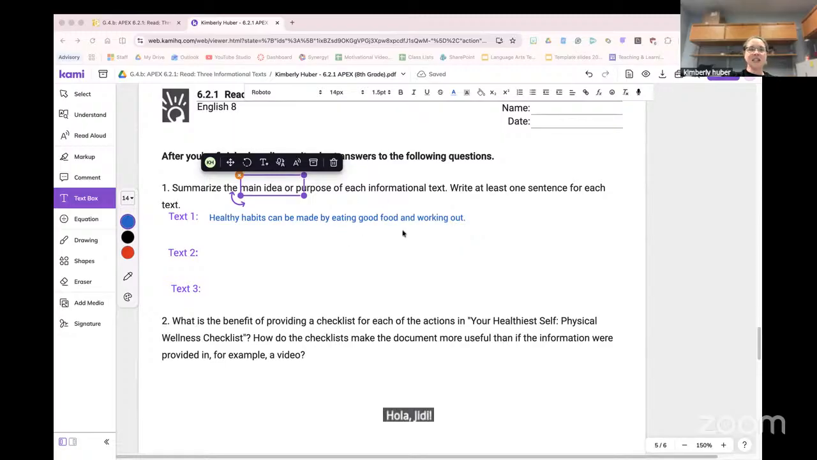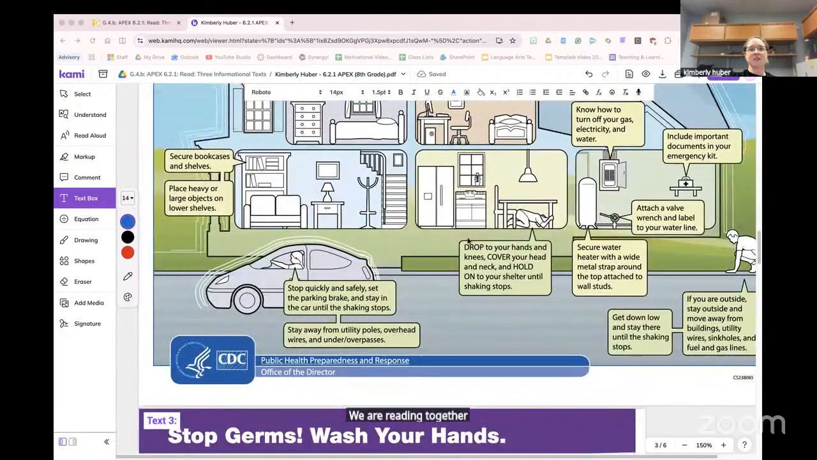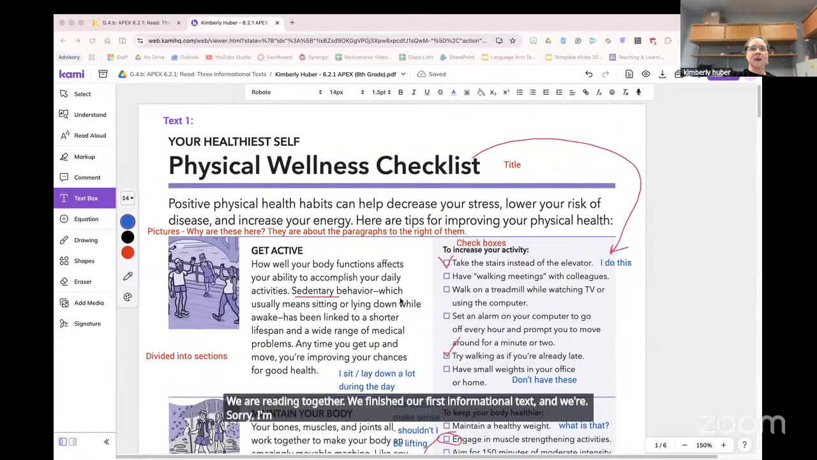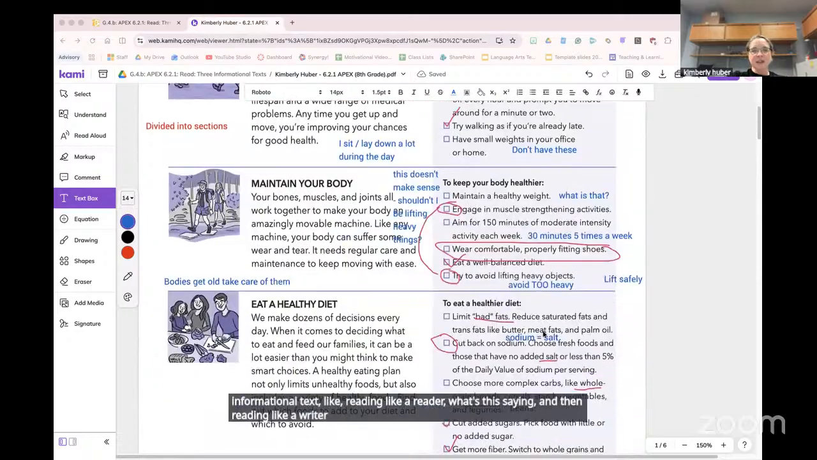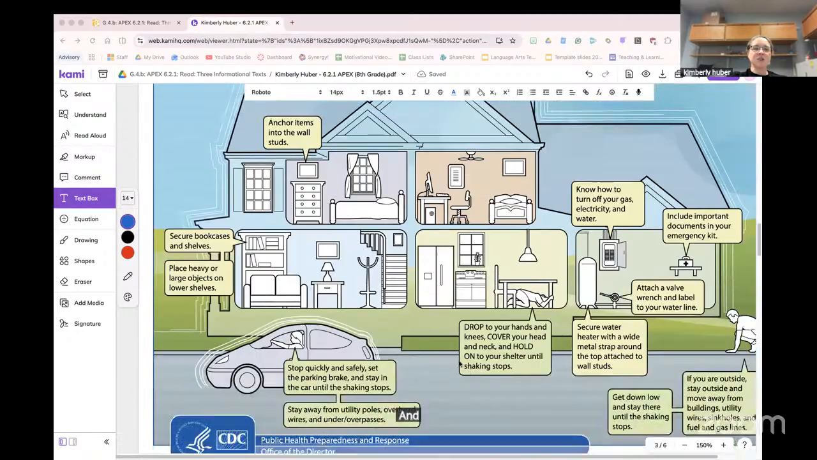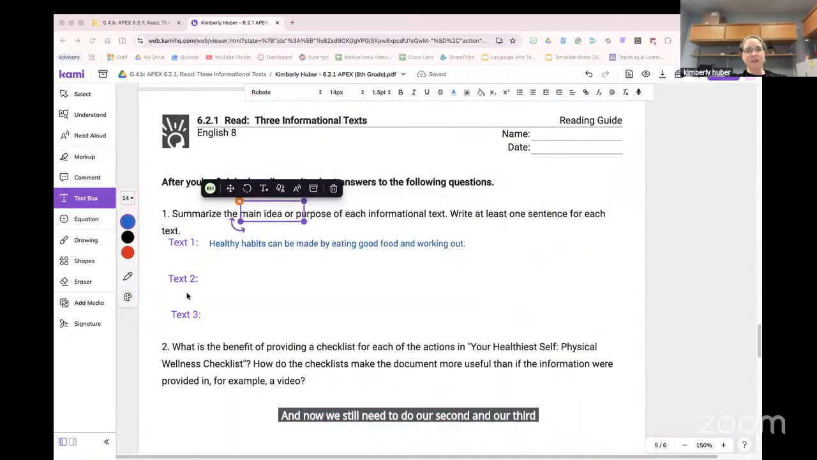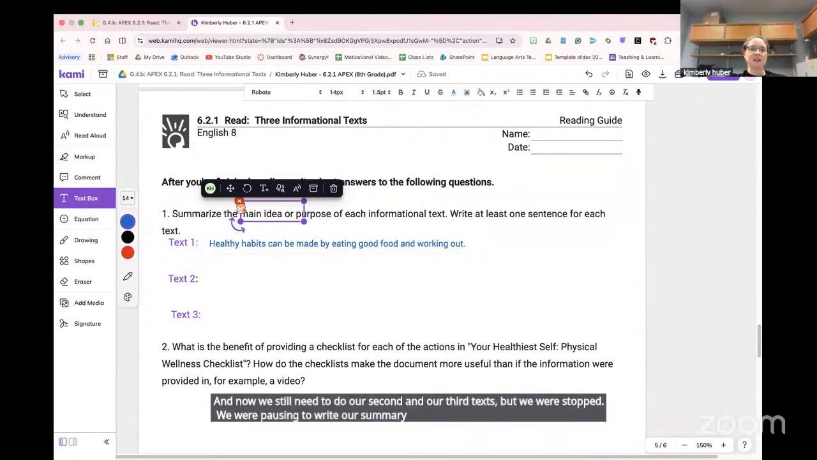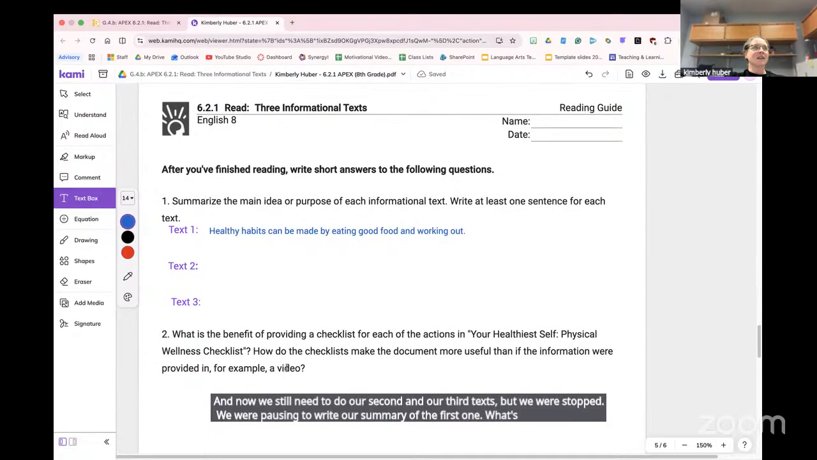We are reading together. We finished our first informational text. We were marking our first informational text, reading like a reader, what's this saying, and then reading like a writer, how is this written? And now we still need to do our second and third texts, but we were pausing to write our summary of the first one. What's it about?